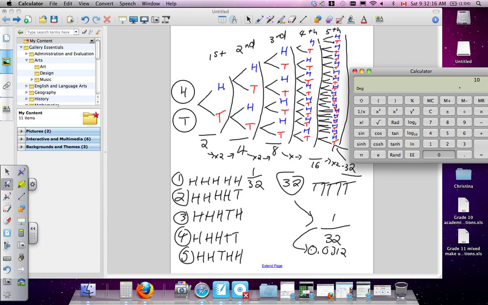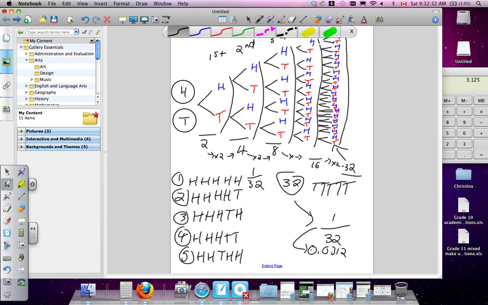What do you think it's going to be? 1.25. Close. It's going to be 3%, so 3.125. Oh, I forgot to draw the 5. So your percentage is 3.125. So it's only a 3% chance. If you flip a coin 5 times in a row, that's very rare. Very rare that you're going to get all tails or all heads when you flip a coin over and over again.